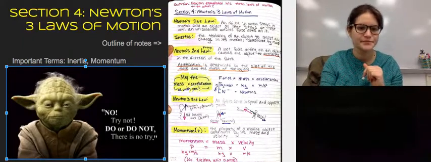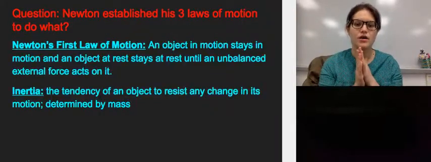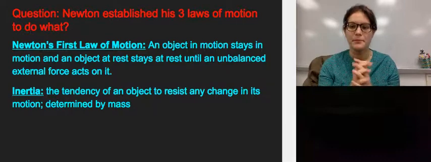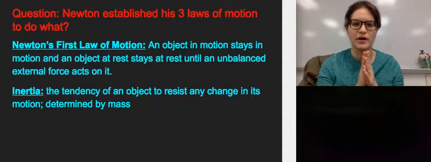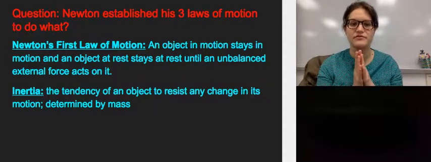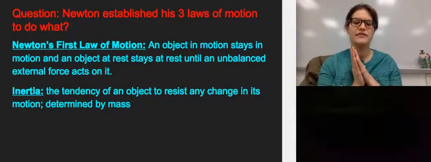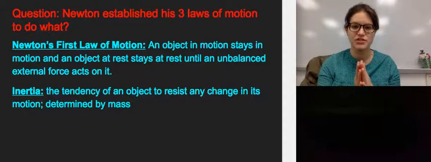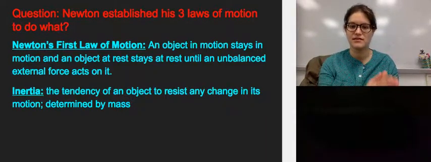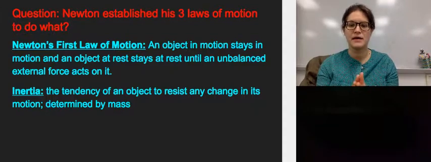Let's move on. Okay, so at the very top of this page, you're going to put the question: Newton established his 3 laws of motion to do what? And then Newton's first law of motion stated this way: an object in motion stays in motion, and an object at rest stays at rest until an unbalanced external force acts on it.